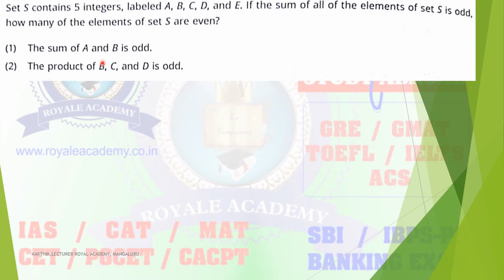Okay, so the first statement tells that the sum of A and B is odd. Next, the second statement tells that the product of B, C and D is odd. So from the first statement, the sum of A and B is odd. The second statement, the product of B, C and D is odd. Okay, we'll see.